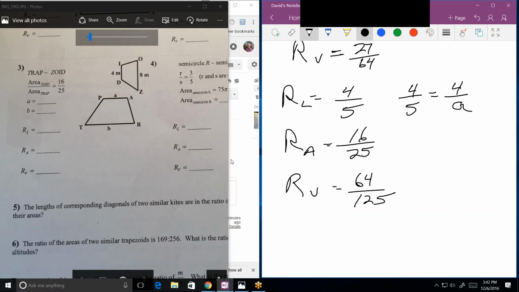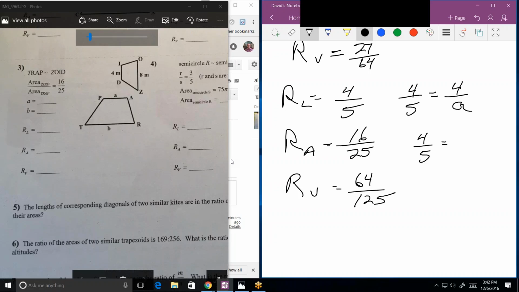Now, to figure out B, what am I going to say? 4/5 is equal to 8 over B. Make sure you get the little to big or big to little proper. You don't want to mix it up.